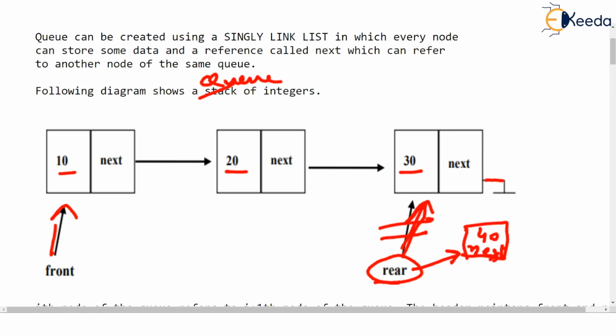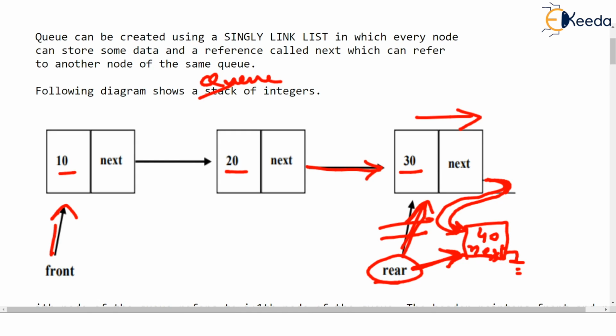And 30's next, observe, this was null. 30's next will point to 40. Further 40's next will be null. Just check now. 20's next points to 30, 30's next points to 40, and 40's next is null. And also rear, which was actually pointing to 30, will now point to 40. So at which end is the insertion occurring? Insertion is occurring at the rear end. People will join one after the other at the rear end.